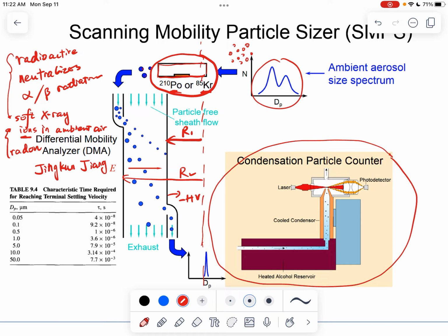Further, let's assume that the inner electrode is connected to a negative high voltage. If it's a negative high voltage, then the positively charged particles will get attracted. So let's just currently assume that particles are all singly charged, all positively charged and singly charged.